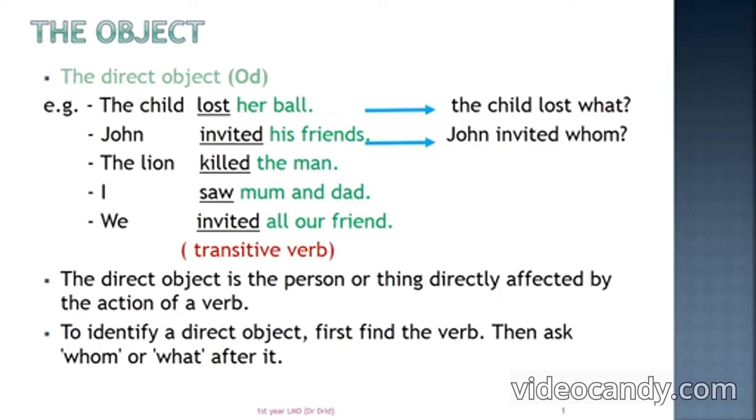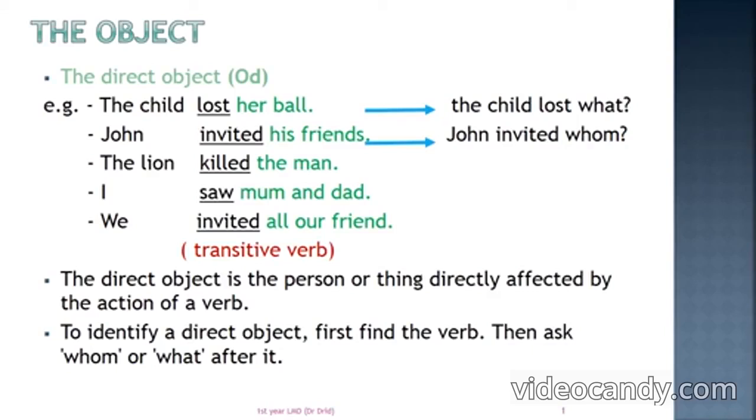The third example: the lion killed the man. The lion killed whom? The man. So the man is the direct object. It is directly affected by the action of killing.